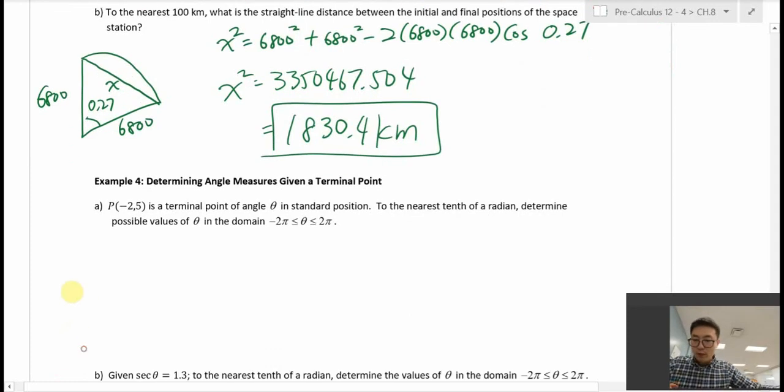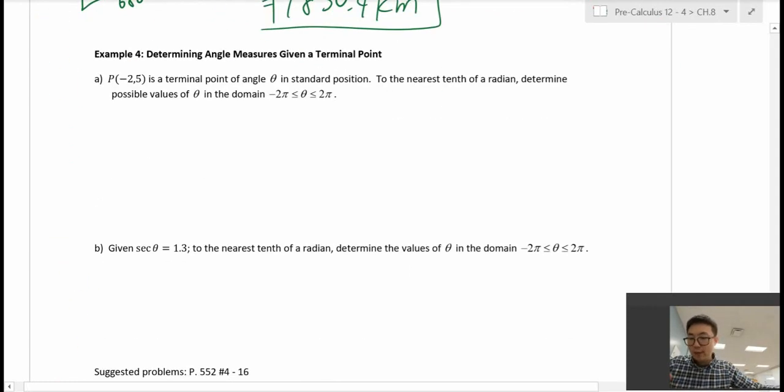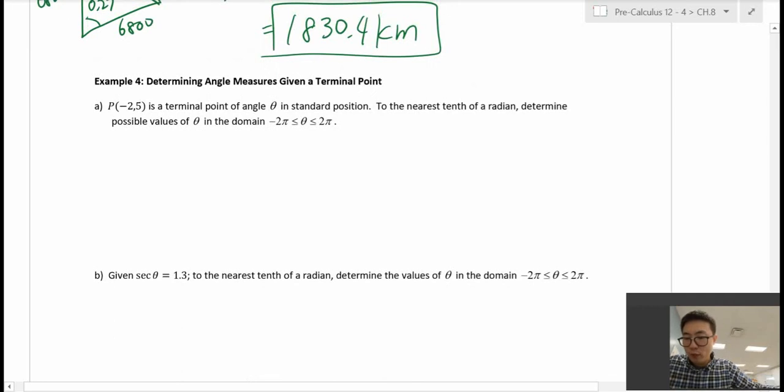All right, example 4, so 2 more questions here. It says the point P, negative 2, 5 is a terminal point of the angle theta in standard position. To the nearest tenth of a radian, determine the possible values of theta in the domain from negative 2 pi to 2 pi. So this really gives you the hint that your calculation should be in radians. You can see it's not from negative 360 to positive 360 degrees. It's from negative 2 pi to positive 2 pi.